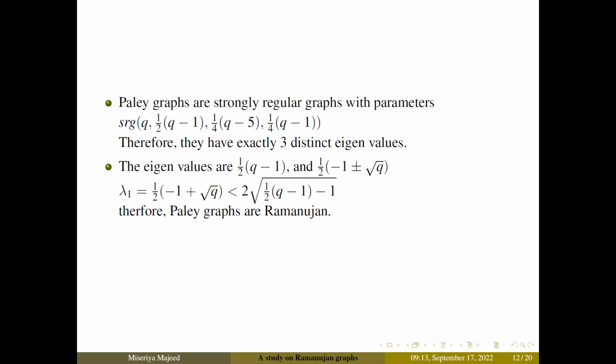And since it is a strongly regular graph, there are 3 distinct eigenvalues, which are 1/2 (q minus 1) and 1/2 (minus 1 plus or minus root q). The second largest eigenvalue, lambda 1, is equal to 1/2 (minus 1 plus root q), which is clearly less than the Ramanujan bound. So it is clear that it is a Ramanujan graph.